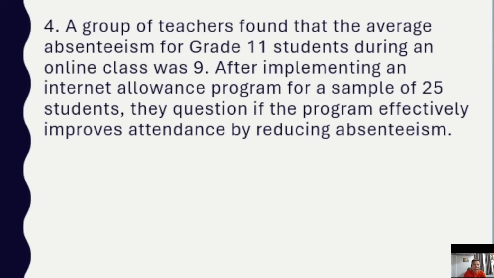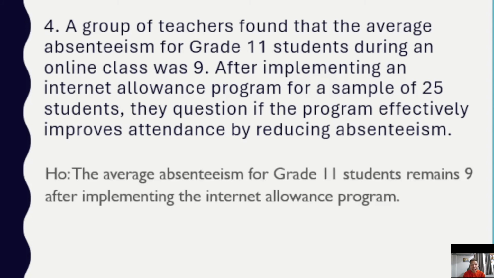Now let's define again what a null hypothesis and the alternative hypothesis. Now the alternative hypothesis is a statement that suggests that there's an effect, a difference, or a relationship between variables. It represents the claim or the hypothesis that the researcher is trying to prove. In this case, the null hypothesis would be that the internet allowance program has no effect on absenteeism.